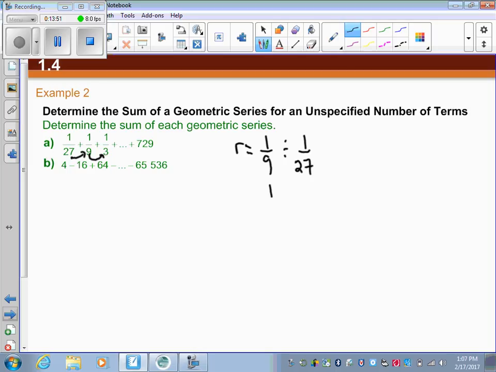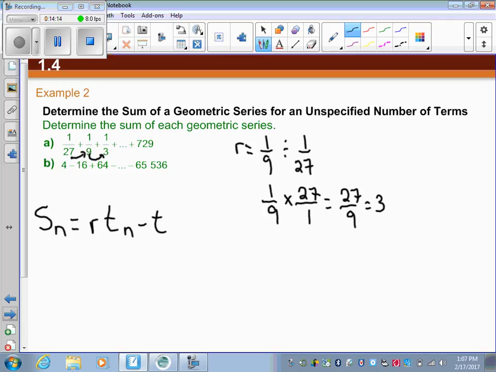So when you divide, you flip and multiply, which will give you 27 over 9, or 3. So my ratio is 3. I know my Tn and I know my T1. So I'm going to use this formula: the ratio times Tn minus T1, all divided by R minus 1.